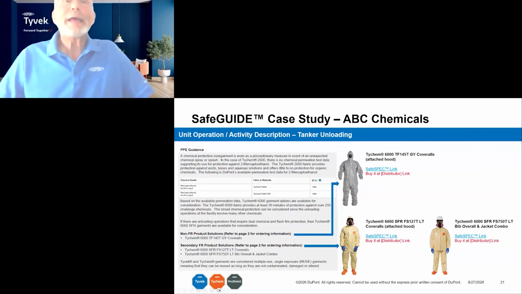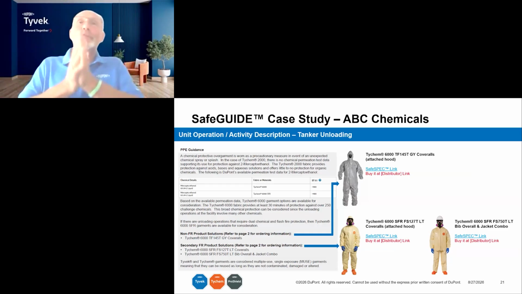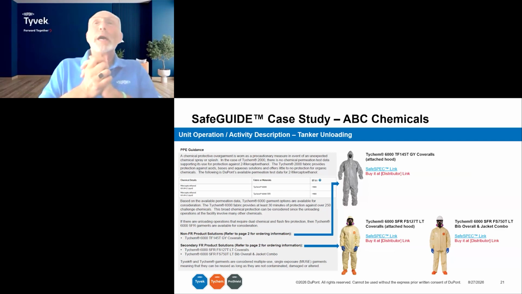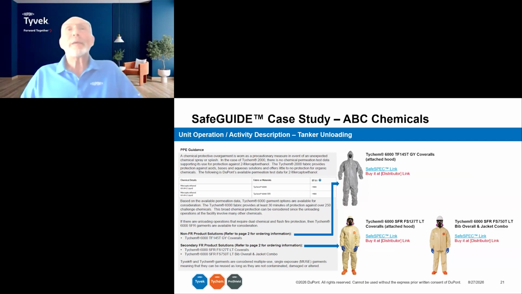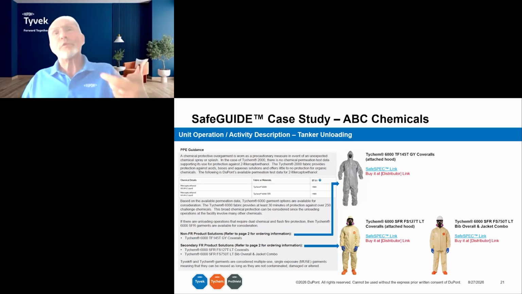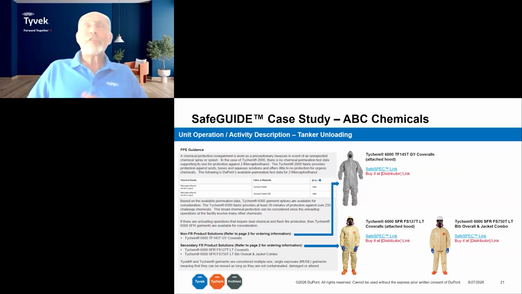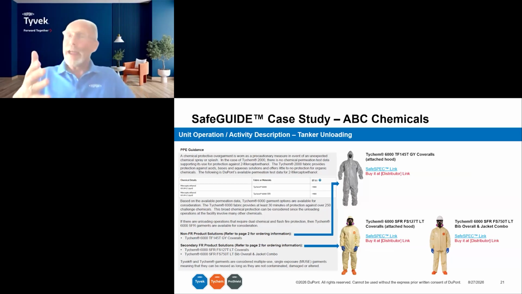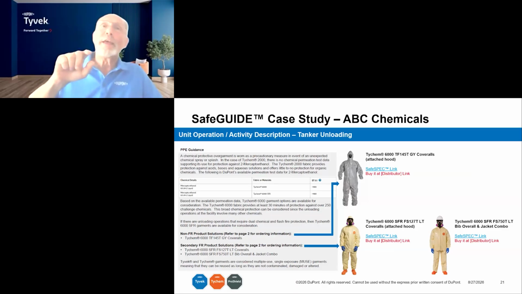Okay, next slide. So now when we look at the analysis and guidance, again, based on what we've collected for data, we offered both the Tychem 6000 and Tychem 6000 SFR options for consideration. Now, you may ask yourself, if the assessment did not identify a fire hazard, again, for mercaptoethanol, then why are we offering an SFR, which is a secondary flame-resistant option?